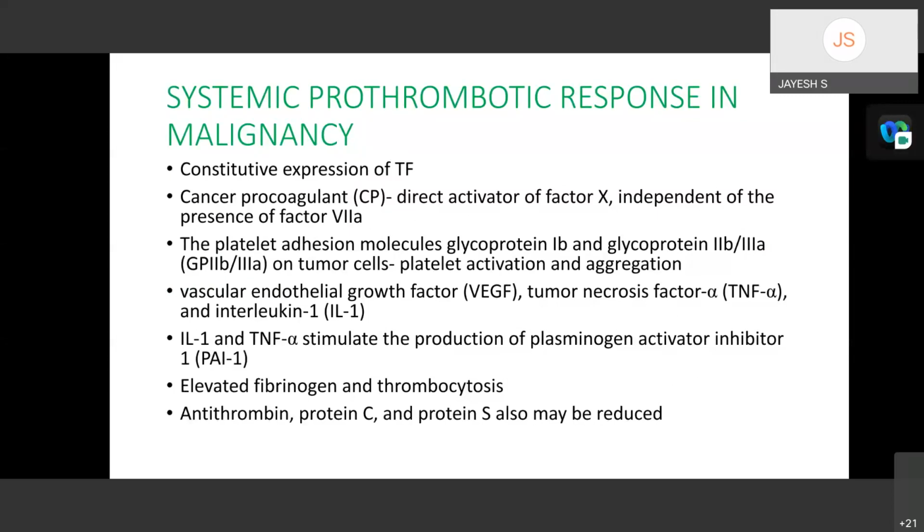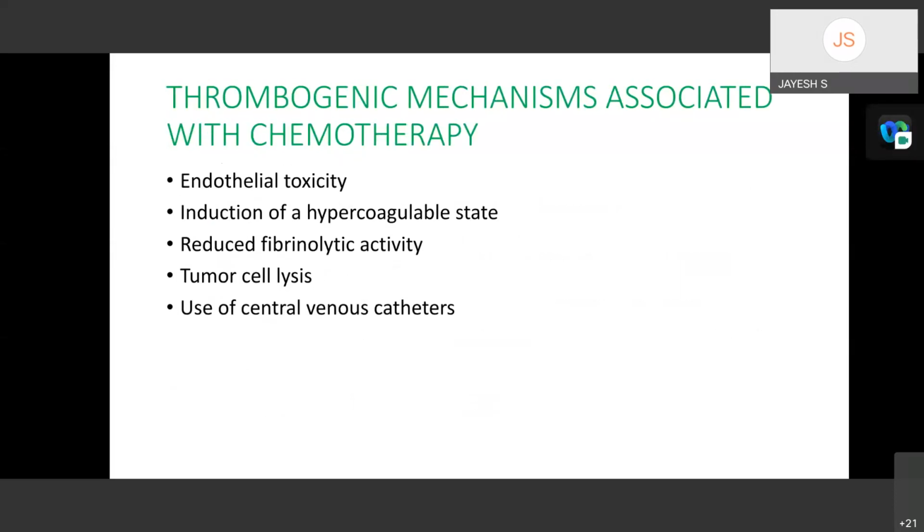Then growth factors like vascular endothelial growth factor will be produced, and cytokines like tumor necrosis factor and interleukin 1, which will stimulate the production of plasminogen activator inhibitor. And there will be elevated fibrinogen and increased platelets. Antithrombin, protein C and protein S also may be reduced.